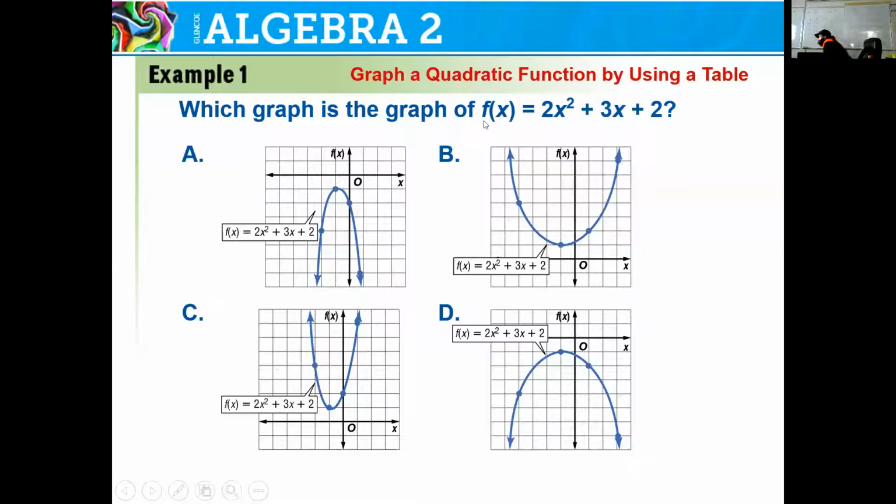So which graph is the graph of f of x, which is equal to 2x squared plus 3x plus 2? Okay, so the way that I want to do this to make my life simple is first, I want to see if I can eliminate some answers. I'm going to eliminate answers based upon the sign of my a value. Remember, if a is positive, my parabola is opening up. If a is negative, my parabola is opening down. So since these are opening down and I have an a value that's positive, I know it can't be a or d. Okay, so those two answers are automatically eliminated.